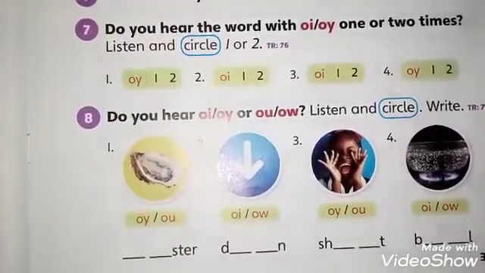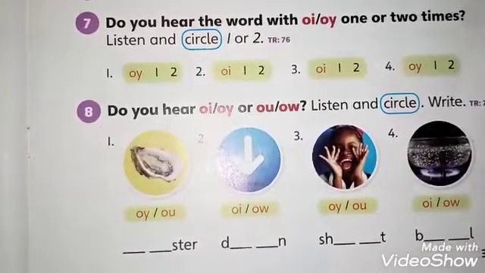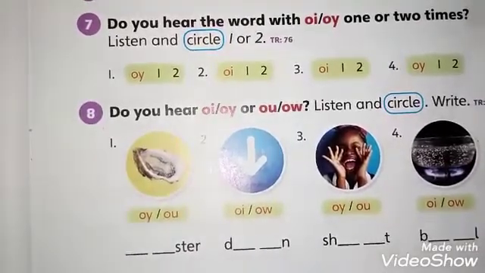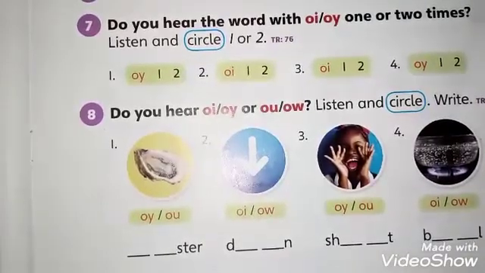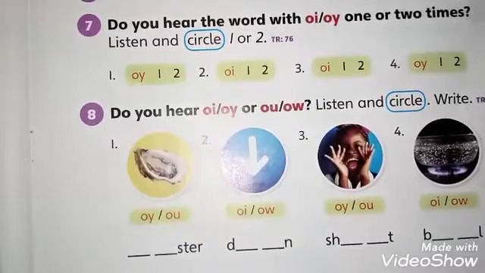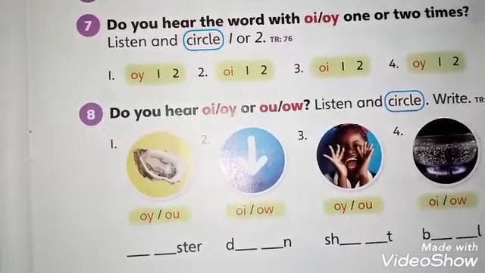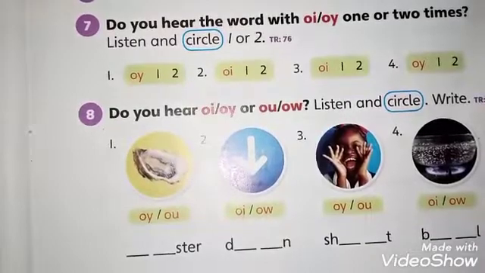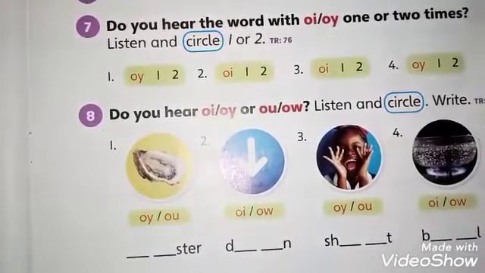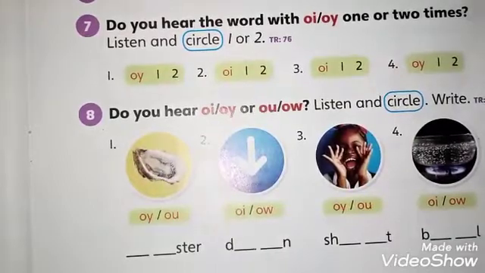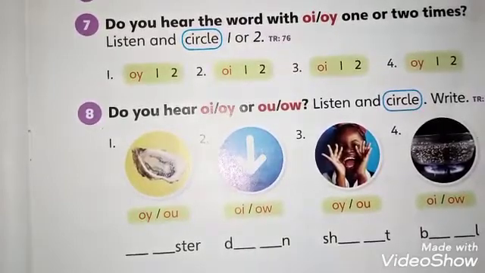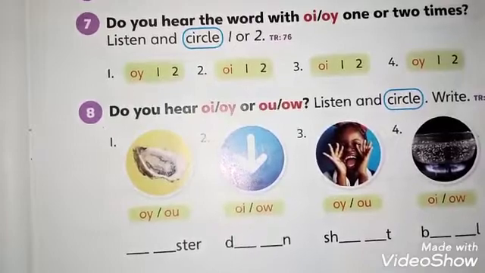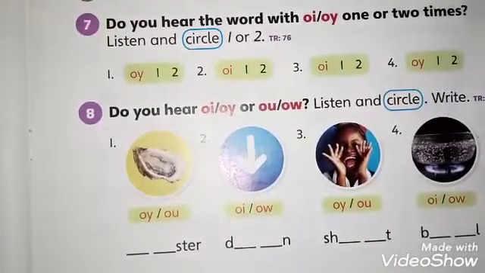Activity 7. Do you hear the word with oi 1 or 2 times? Listen and circle 1 or 2. 1. Enjoy. Enjoy. 2. Voice, voice. 3. Noise. Noise. 4. Soy, so.